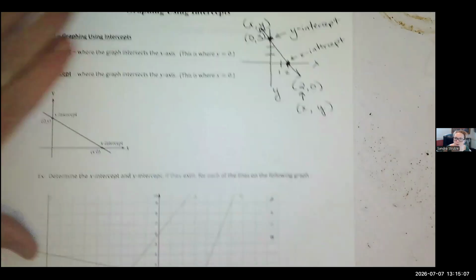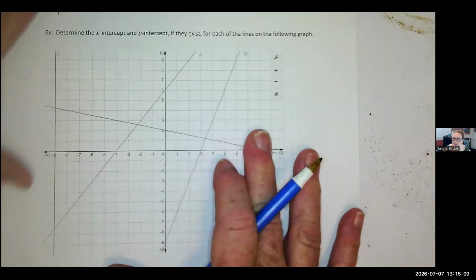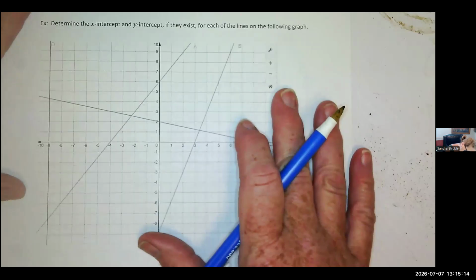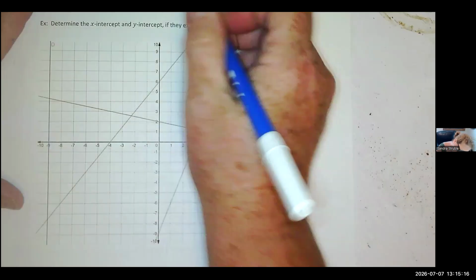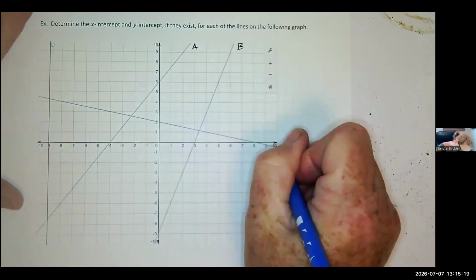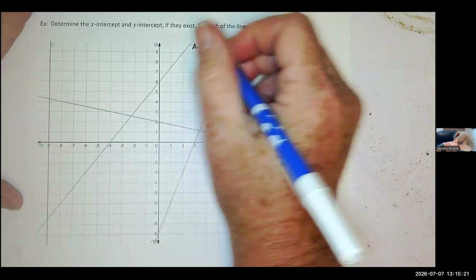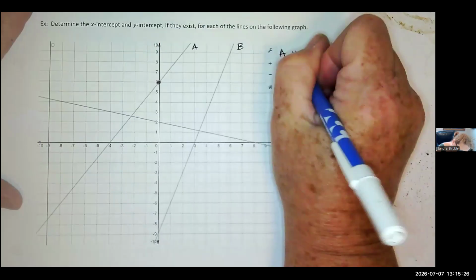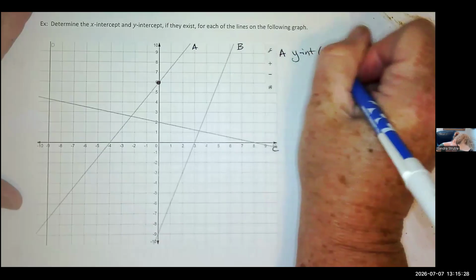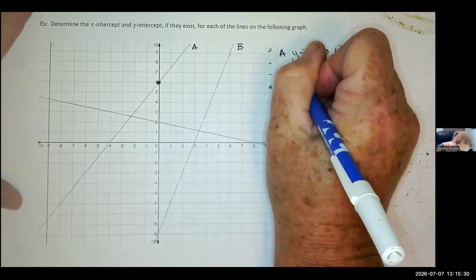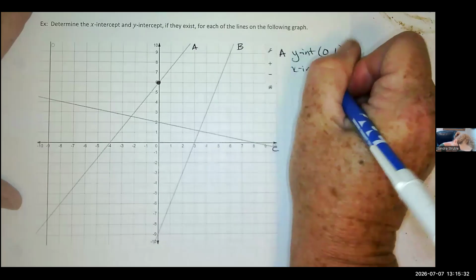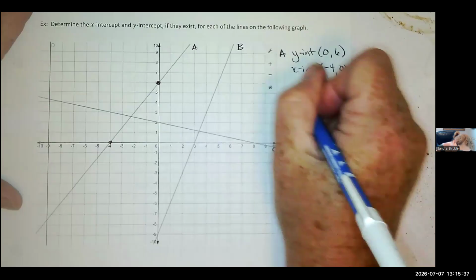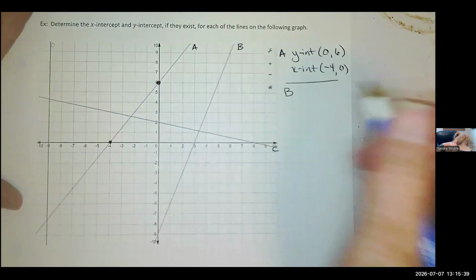Determine the x-intercept and y-intercept, if they exist, for each of the lines in the following graph. So this is A, B, and C. I'm going to start with A. A crosses at a y-intercept, where x is 0, and it's at 6. The x-intercept, y would have to be 0, and that crosses right here at -4. For B, it crosses the x at 3.